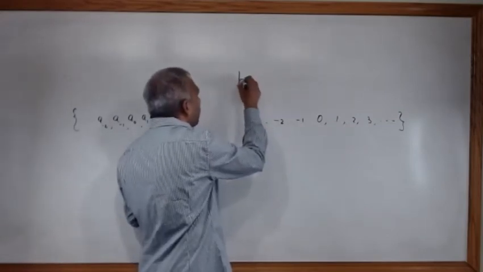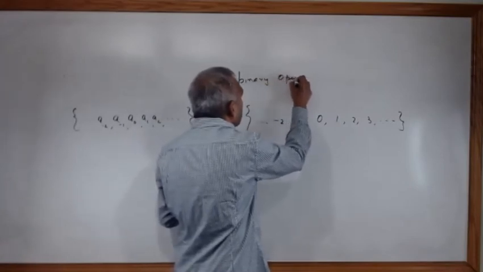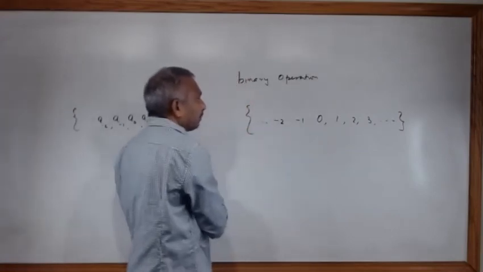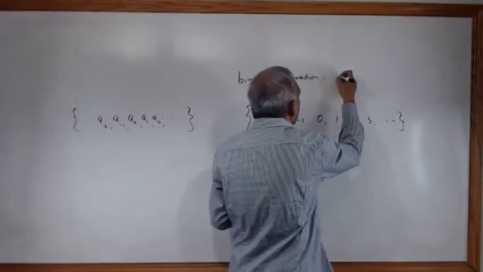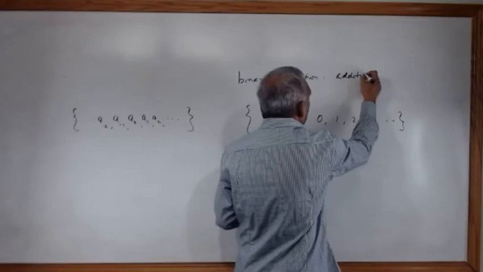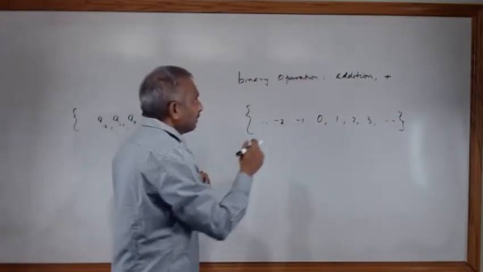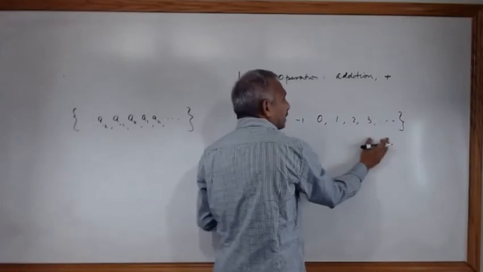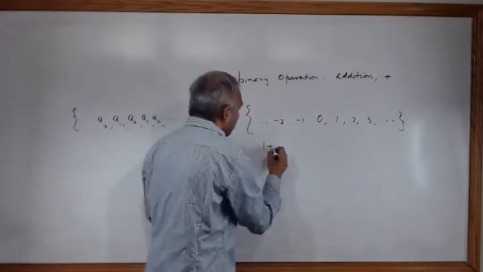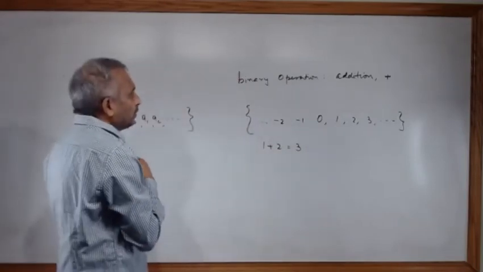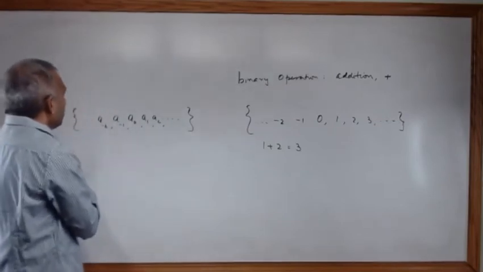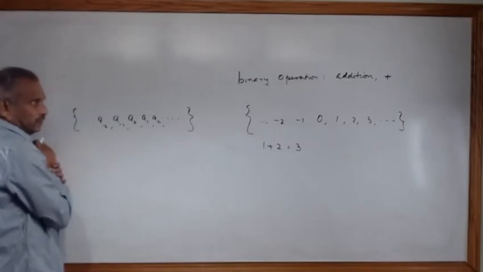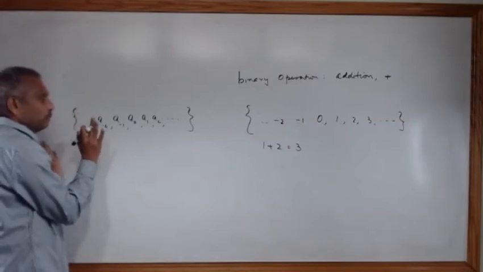We'll call it a binary operation. We can perform a binary operation on elements of this set, and that operation we call addition, denoted by plus. What does this binary operation do? It takes two elements and gives you a single element. For example, 1 plus 2 is equal to 3. So we already know about this. Right now, we don't know that we have a binary operation on the other set. It is just randomly chosen objects.